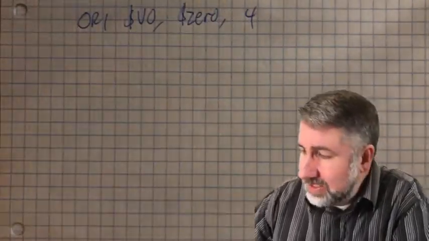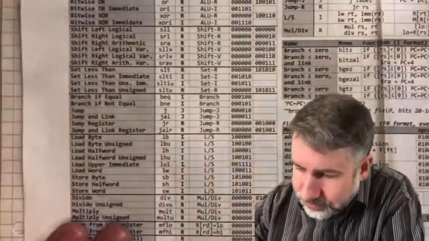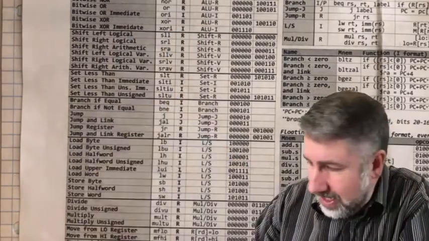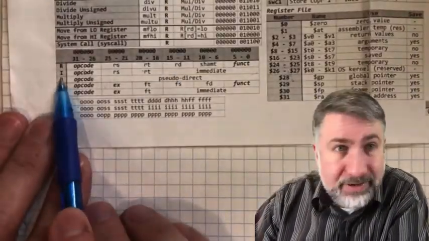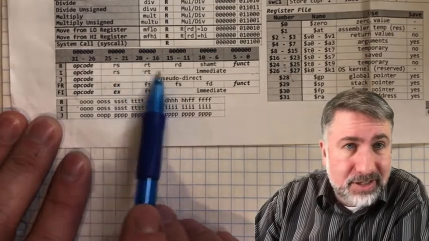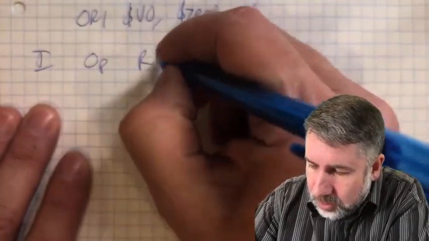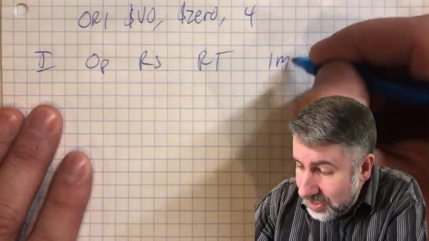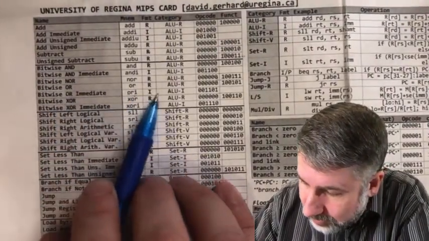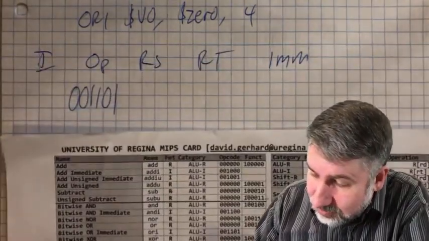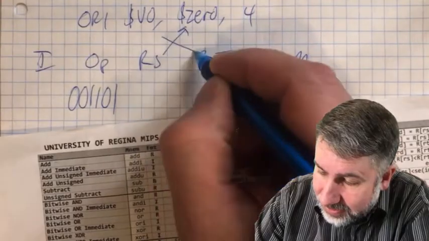So, OR immediate, let's look at the sheet. We look through here, bitwise OR immediate. This is an I format instruction. Let's look at I format. An I format instruction has an opcode, RS, RT, and then the immediate value. The opcode for bitwise OR immediate is 001101. RS is there and RT is there.